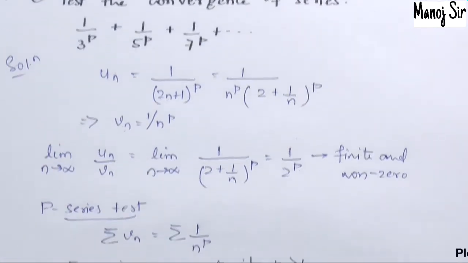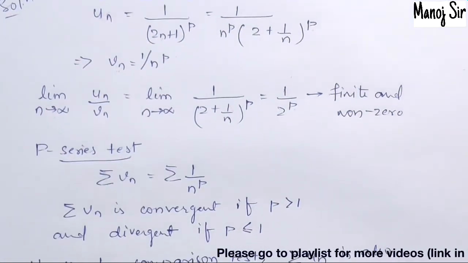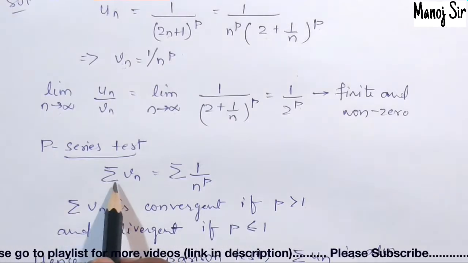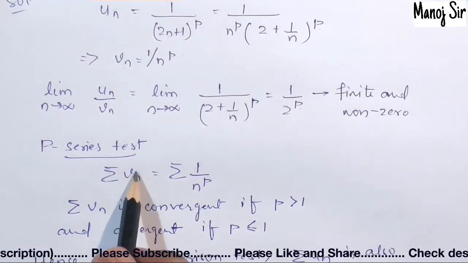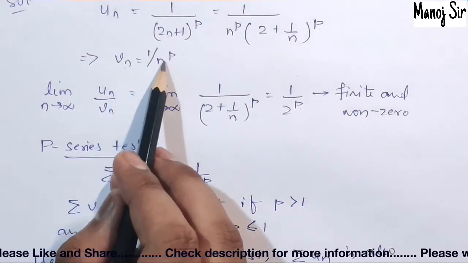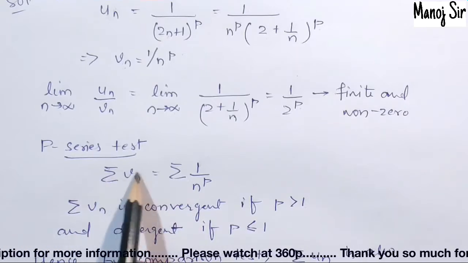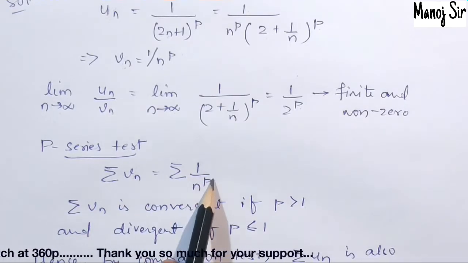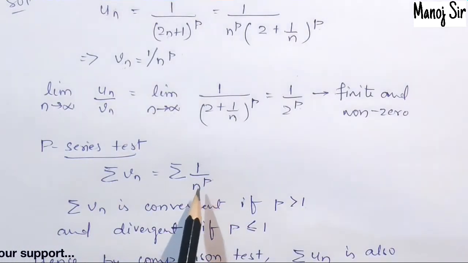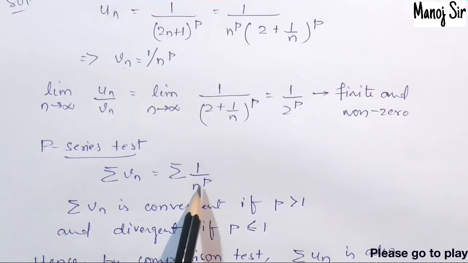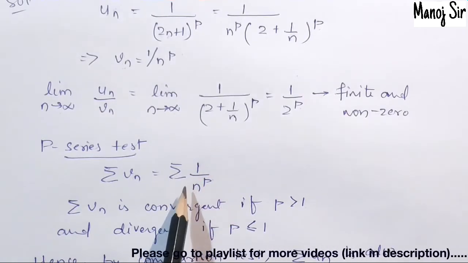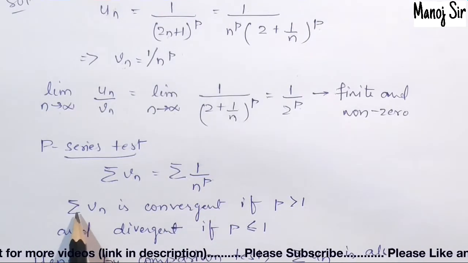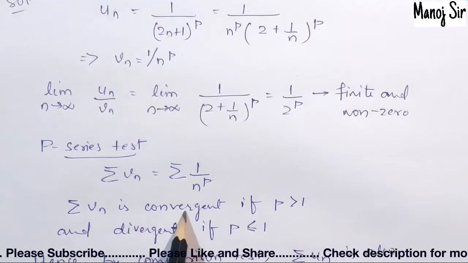So now we are going to perform the p series test. For that we need to write summation vn. What is vn? Vn is 1 upon n to the power p. So in place of vn we write summation 1 upon n to the power p, and this is my p series.